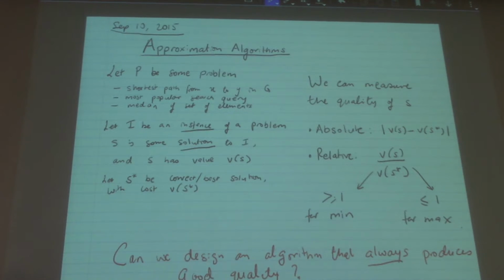If you're doing a minimization or a maximization, then you want the min or the max. If you just want some answer, you want the value of that answer. So there'll be some function v that takes a solution and gives you a number. Say, okay, this is the number for this.